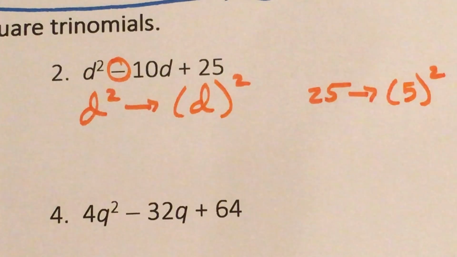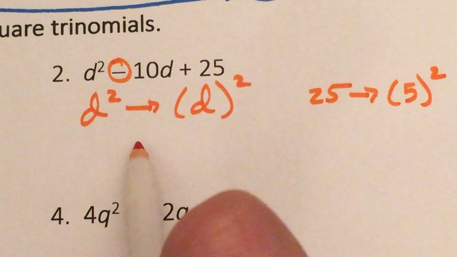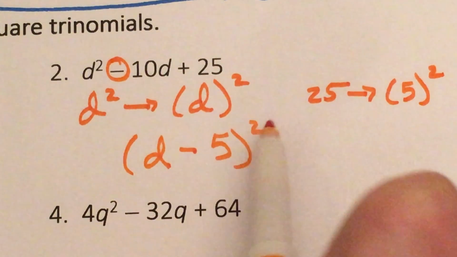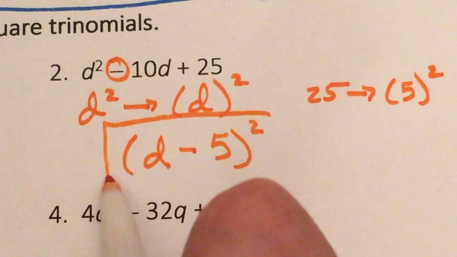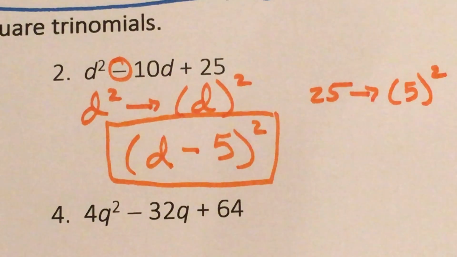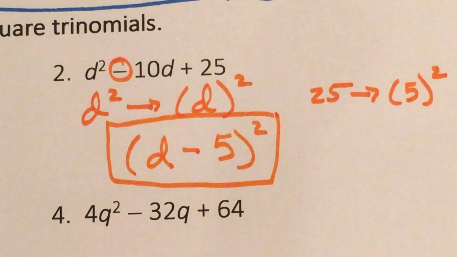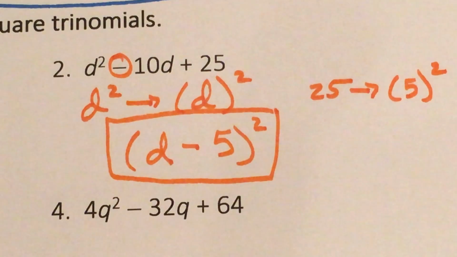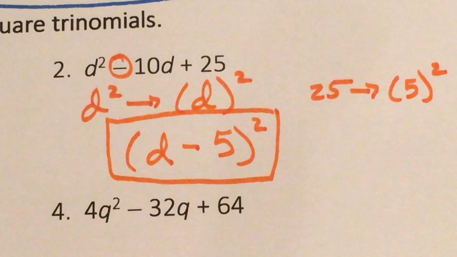All right, so whatever that sign is right there, the first one, that'll be the determining factor of what sign is in the middle of your binomial. So now I have d minus 5 quantity squared. Done. Isn't that fabulous? All right, you get to pause the video and try number 3 and number 4. If you need some help, let me know.